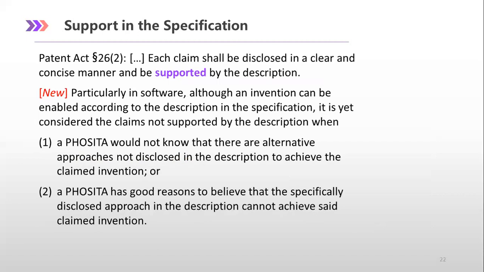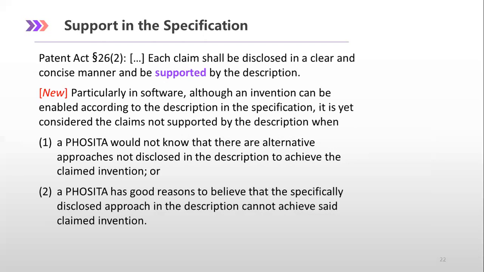A claim must find the proper support in the spec. The statutory rule for support can be found in Article 26(2) of the Patent Act. As you read, each claim should be disclosed in a clear and concise manner and be supported by the description. A new benchmark of description support is added for software invention. It says that even the claim invention can be implemented by an approach in the description.